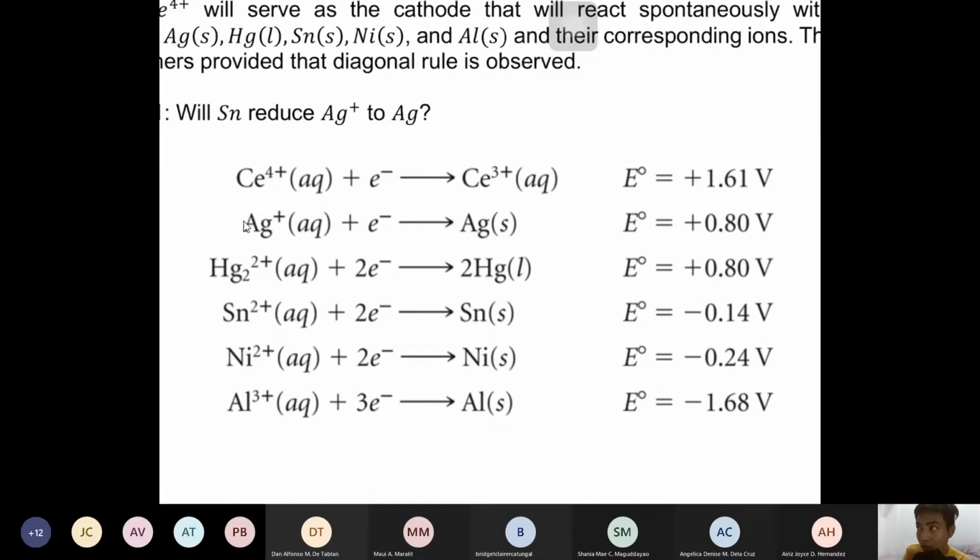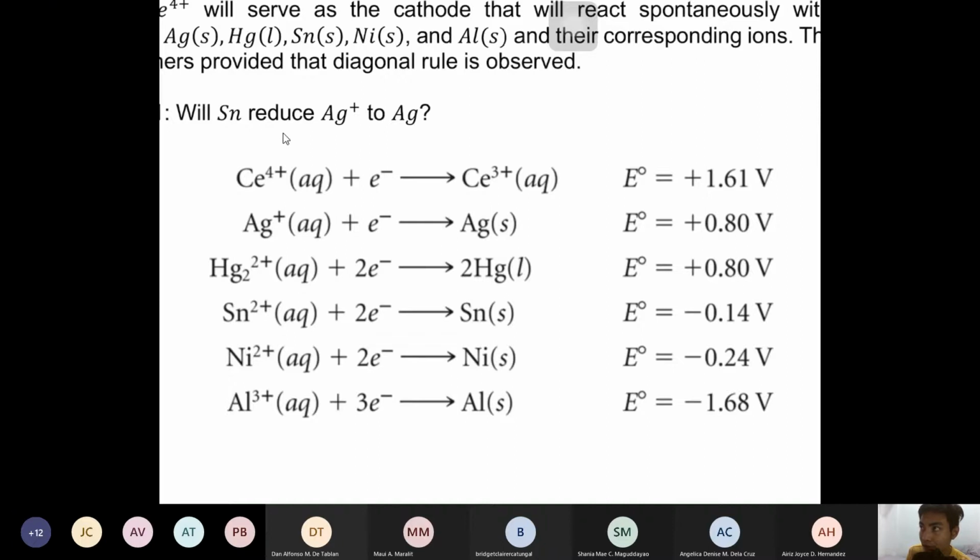Isipin mo lang yung diagonal rule. Kapag sila ay naka-diagonal to the right, okay, so ang tawag natin doon, di ba may forward slash. Pag naka-backward slash yan, dito, tas dito yung nasa baba, ibig sabihin magre-react sila. So, Ag will react with tin because of diagonal rule. Sabi natin, this can react with this.